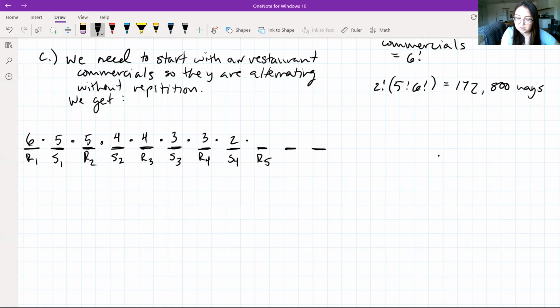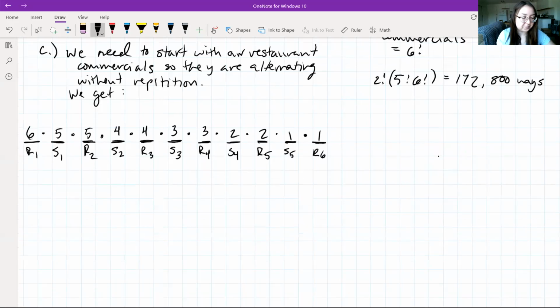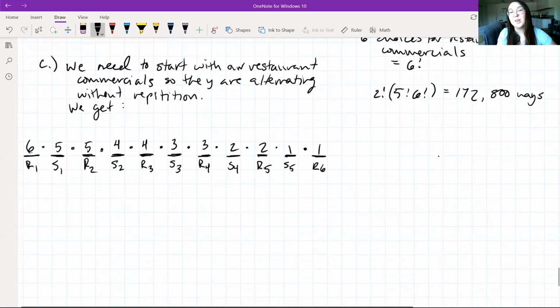For our fifth restaurant, we already chose 4 out of 6 of our commercials, so we have 2 left over. Then for our last store slot, since we had 5 store commercials, we already chose 4 of them. We have 1 option left. And for our last restaurant slot, we also have 1 option left. So that is how you would write that out if you wanted to think about alternating items. And in a case like this, you really want to write it out so you get a nice visual of kind of like what's going on.